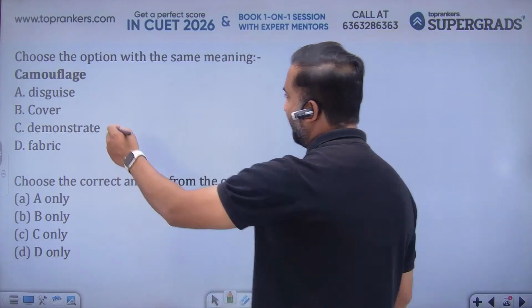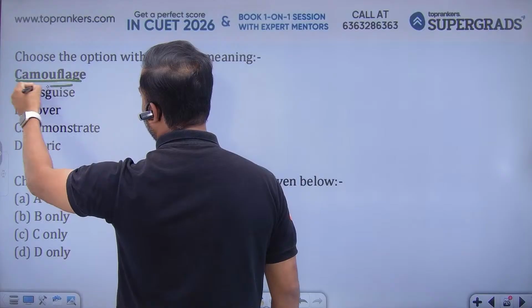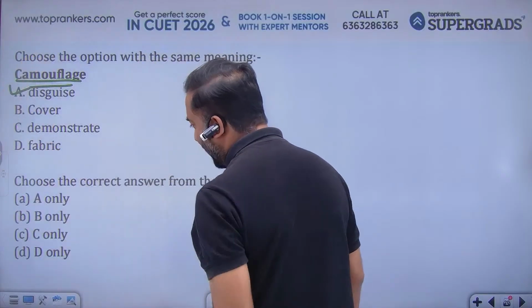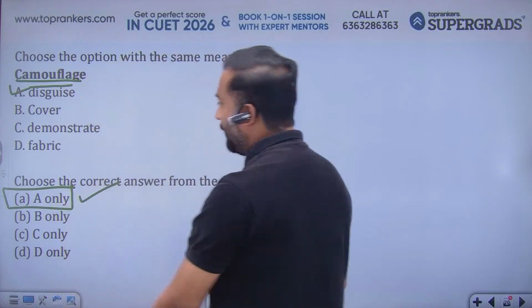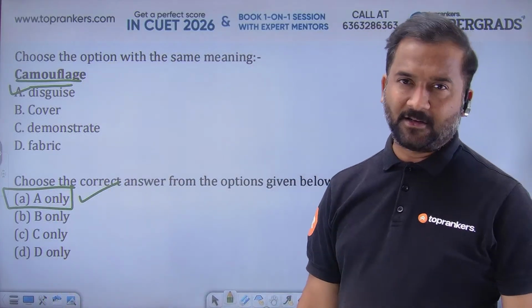Camouflage. Camouflage is to disguise. So A must be the correct answer to this question. Option A must be the correct answer to this question.